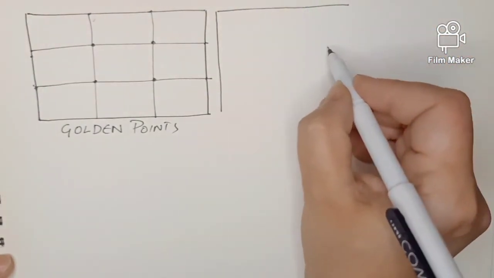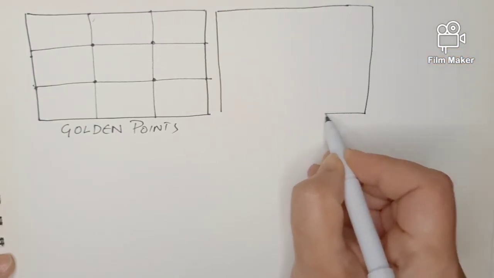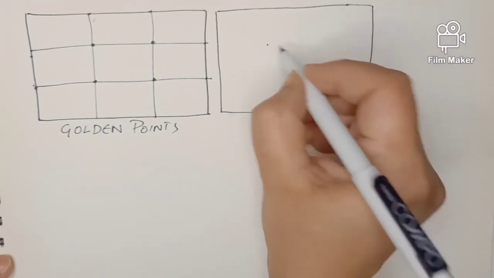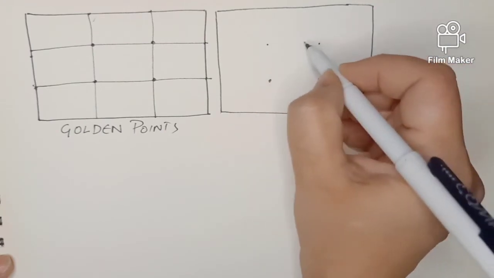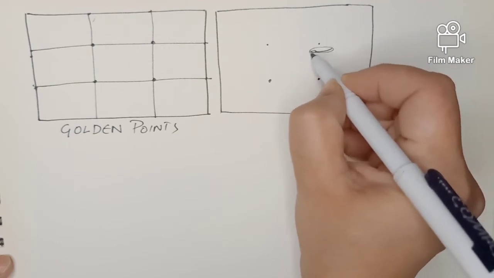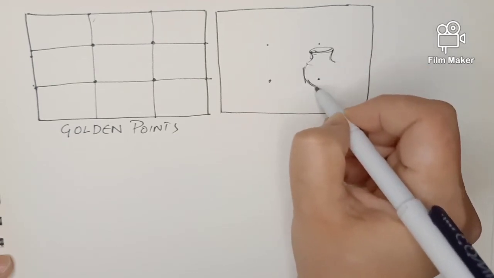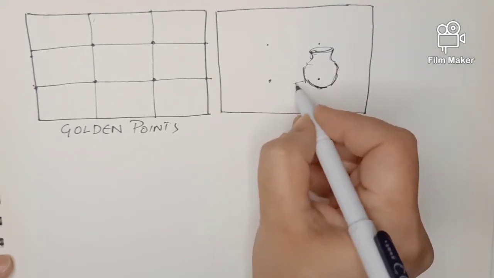Now I'm going to draw a composition. I'll divide the space again vertically and horizontally, but I will put only dots, not the lines. So now I know where to draw the objects. The main object especially, if it's touching 1 or 2 or 3 golden points, makes your composition visually more interesting.